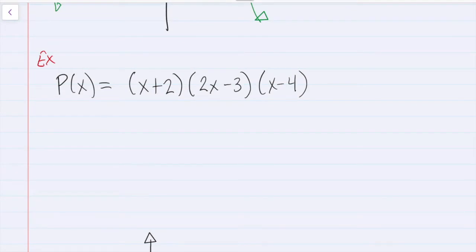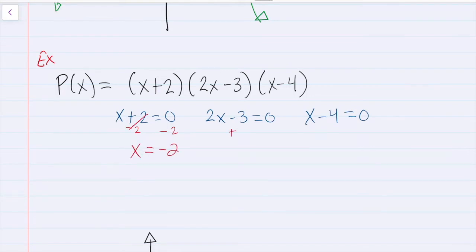Okay, guys, so we have another polynomial. Lucky for you, this is already factored because that's not the point. The point today is not to learn how to factor, but to figure out when we have positive intervals and negative intervals. So if I were to make each one equal to 0, x plus 2 equals 0, 2x minus 3 equals 0, and x minus 4 equals 0, we would find out that our zeros, it's when x equals negative 2.